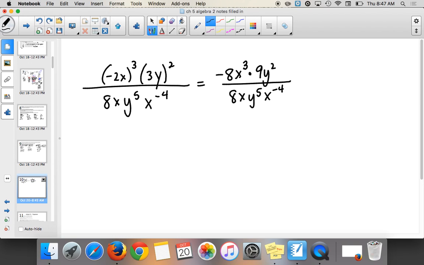All right, so my negative 8 out front, that does not move, right? Negative 8 does not have a negative exponent. It stays right where it is. But I do have my x to the negative 4th. So we're going to move positions, and we're going to make it x to the 4th. So I'm going to have my negative 8, my x cubed, my 9y squared, and then all over 8xy to the 5th. And that x to the negative 4th is now x to the positive 4 on top.